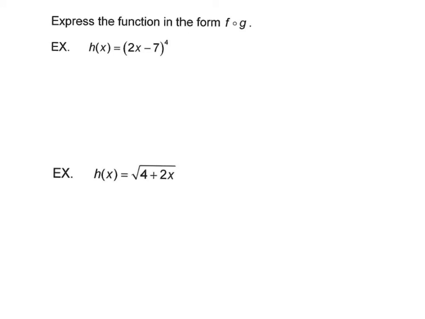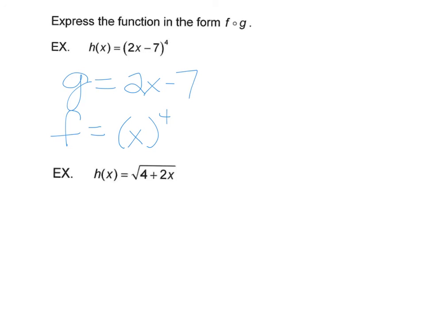The easiest way to do this is have g be what's trapped inside something. So for this first example, 2x minus 7 is trapped inside the parentheses. And then f would be what you would have if you replaced the 2x minus 7 with just an x and kept everything else. So whatever g is, remove that, put an x there, and that's what f is.